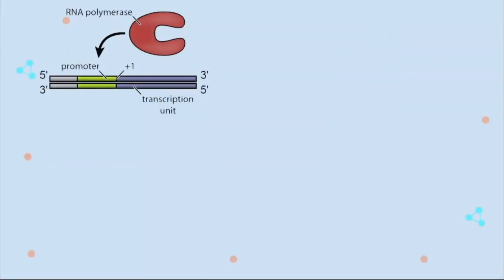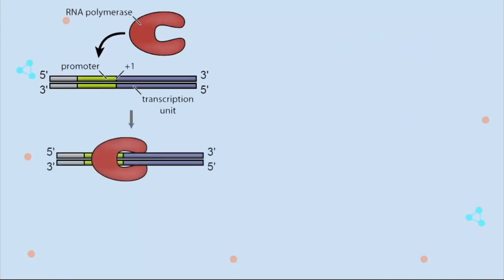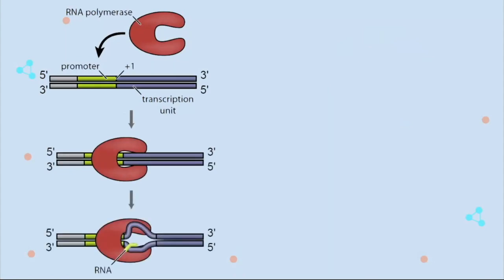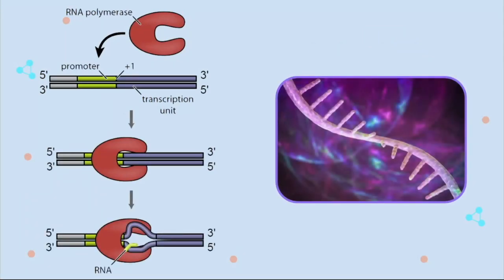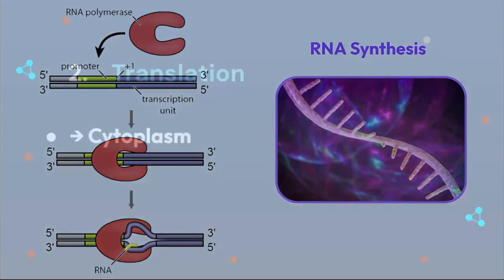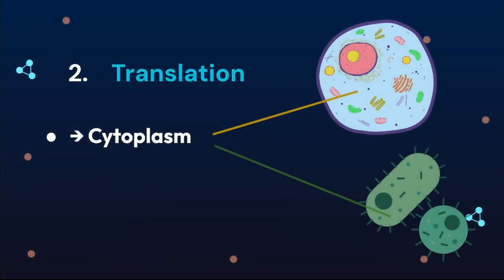First, an enzyme called RNA polymerase binds to a specific section of the DNA known as the promoter and starts to separate the 2 strands. One of the separated strands serves as a template for RNA synthesis. RNA polymerase then moves down the template strand, gradually assembling a complementary RNA strand known as the messenger RNA, or mRNA.